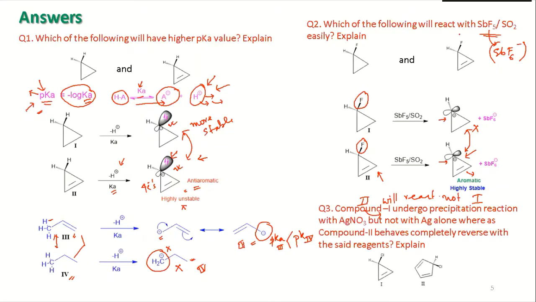Now question number 3, between these two, what is observed is that silver nitrate reacts with compound 1. So compound 1 reacts with silver nitrate, but not with silver. This one is opposite. It reacts with silver, not with silver nitrate. Okay, how can we explain this one?